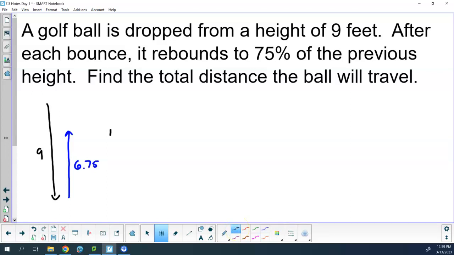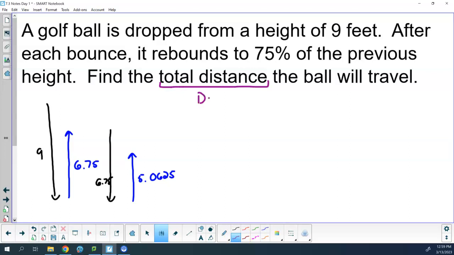Then it's going to fall down that 6.75 feet. Then it's going to bounce back up 5.0625, which is 6.75 times 0.75. And so on and so forth. And that pattern is going to continue. Okay? So we're asking for the total distance.